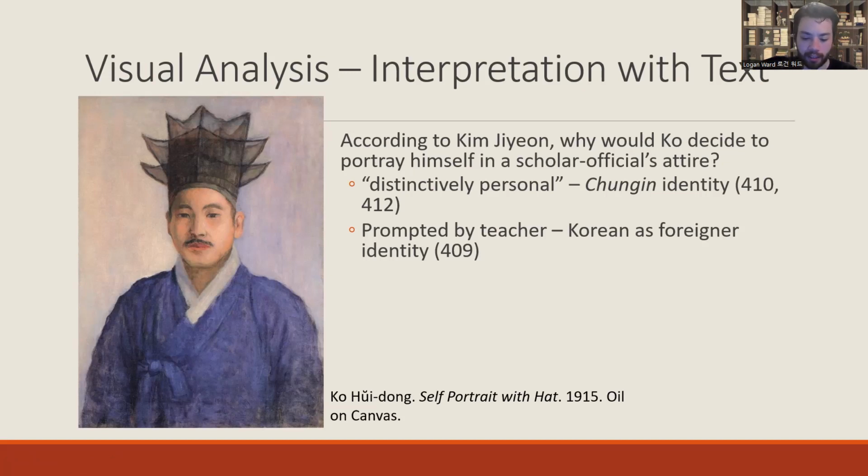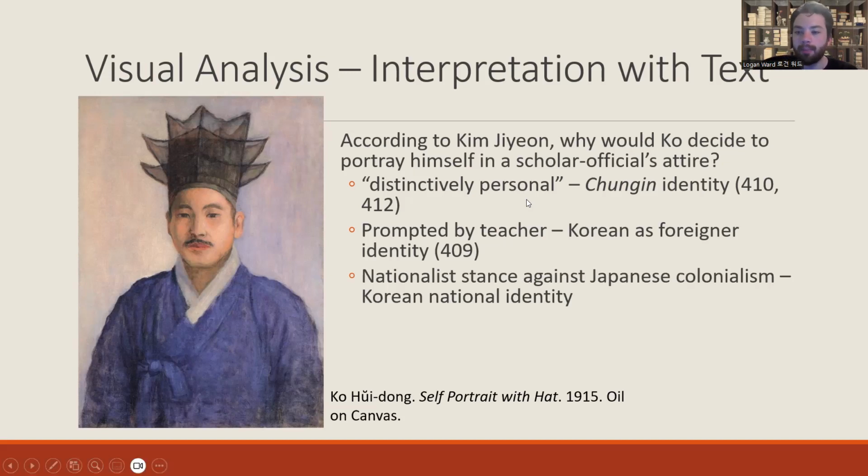There's a third one. Maybe it's not as pronounced in this one, but she does mention it. Some people have said that it's because he was taking a nationalist stance against Japan, that he wanted to show his national identity. Oh, good. Yeah, Cameron brought it up. Thank you. Yeah, so his nationalist stance. So what do you think? Which one of these could it be?